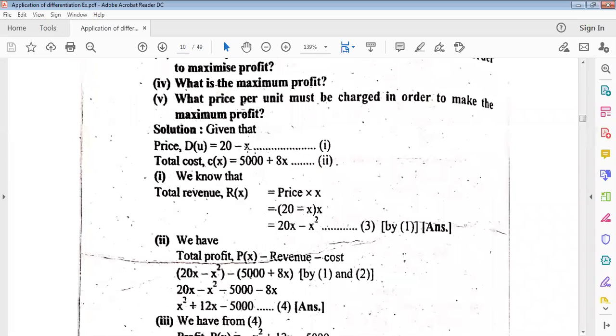From the given condition, price p equals 20 minus x. Total cost C equals 5000 plus 8x. This is equation number 1 and this is equation number 2. Now for the first item, we know that total revenue equals price multiplied by x. Price is 20 minus x, and x is the number of units. Multiplying, we get the revenue function 20x minus x square.